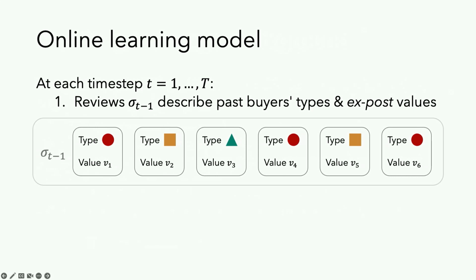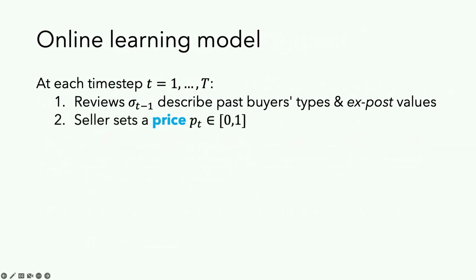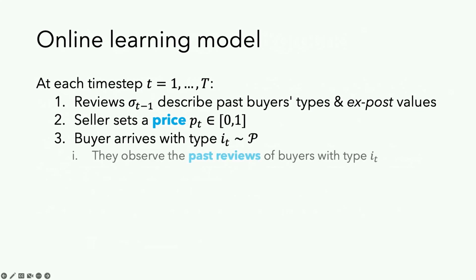How much did they actually like the item after they purchased it? So these are our reviews. Next, the seller is going to set some price p_t between 0 and 1. The buyer is going to arrive. They have some type i_t drawn from our type distribution.